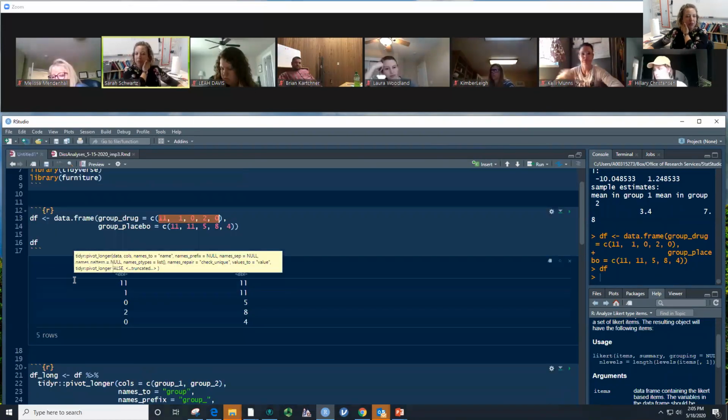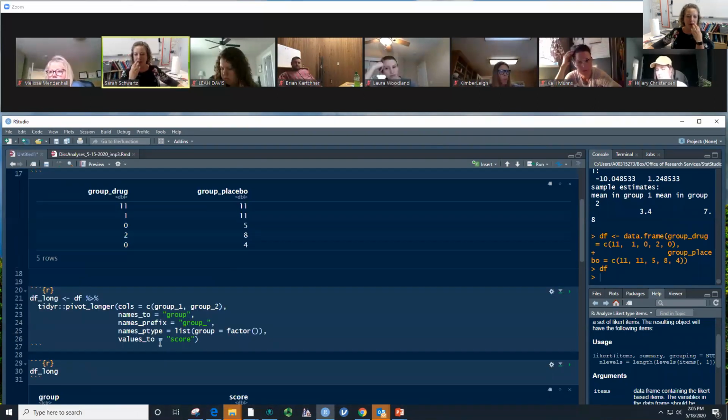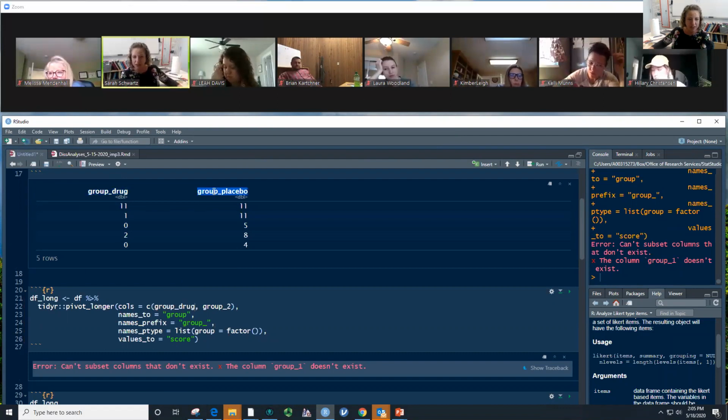Now, to be able to plot this, we need to give it into stacked form. So this is some code that I'm running. Oh, group. Change the names, right? Group drug, group placebo.